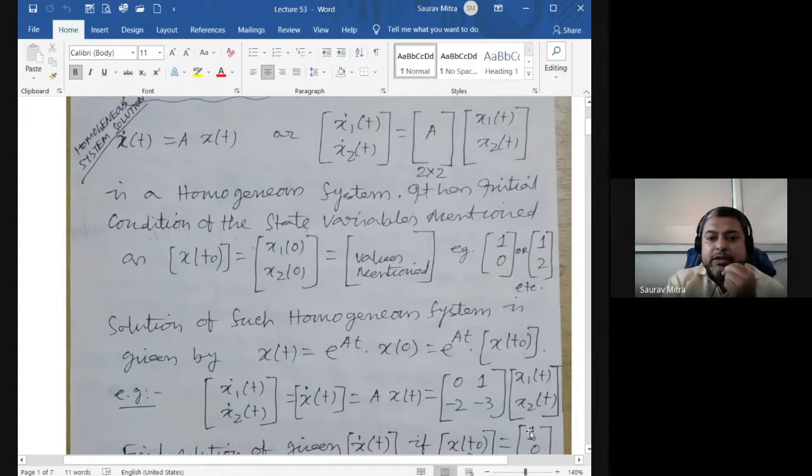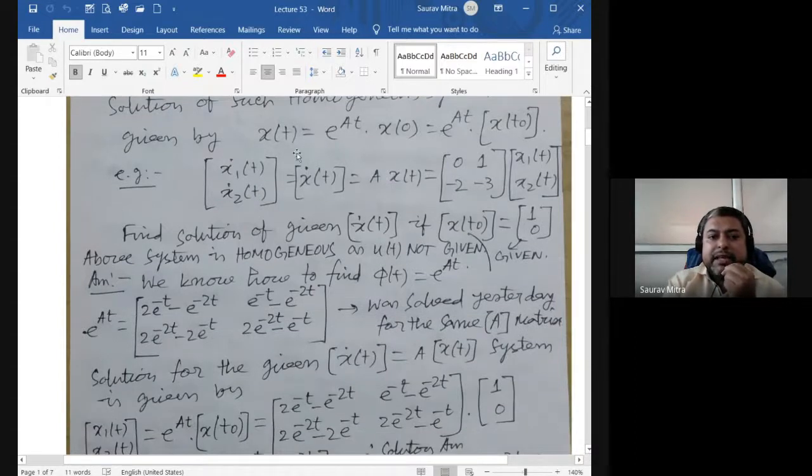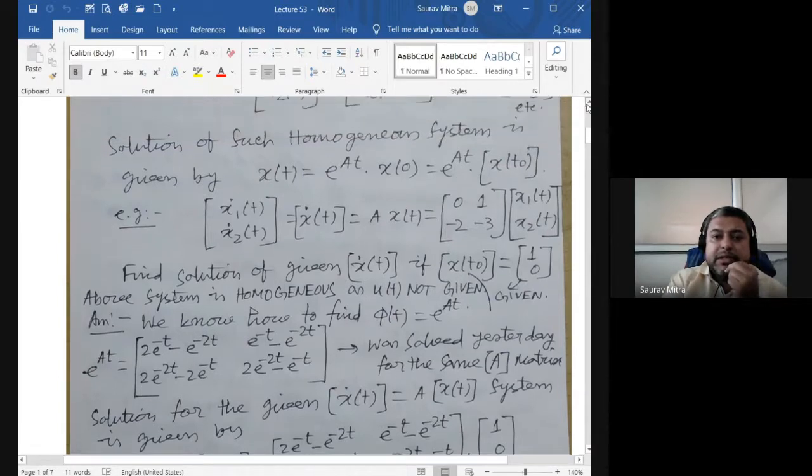A is a 2 by 2 matrix. It's the system matrix. How can you find the solution? That means x(t) is equal to e raised to At times x(0). As simple as that. We know how to find e raised to At. That is nothing but the state transition matrix. This is the first thing we are supposed to find out. So what is the solution of the homogeneous system equation? It is very easy. The solution of the homogeneous system equation is given by x(t) equals e raised to At into x(0). That's all.